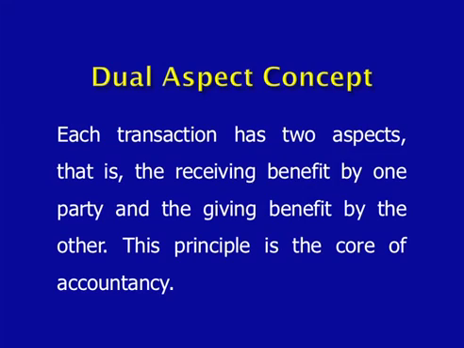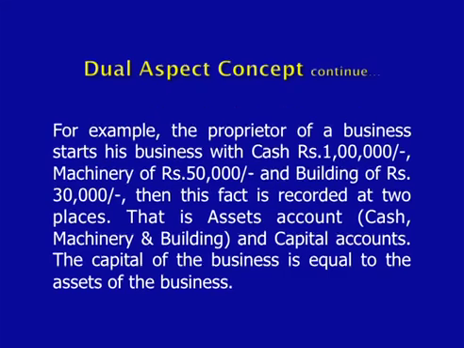Now, each transaction has two aspects, as we discussed initially: the debit and the credit, the sacrificer and the beneficiary. The receiving entity will be debited and the beneficiary will be credited. This is a principle which is core in the entire accounting process. For example, the proprietor of a business starts his business with cash of 1 lakh. Machinery worth 50,000 is bought and the building worth 30,000 is constructed.